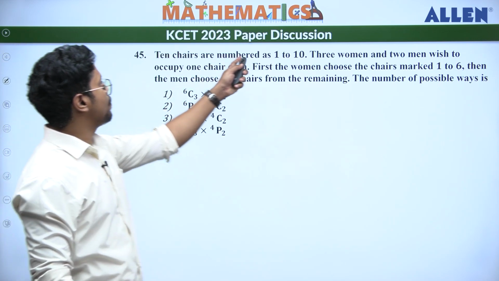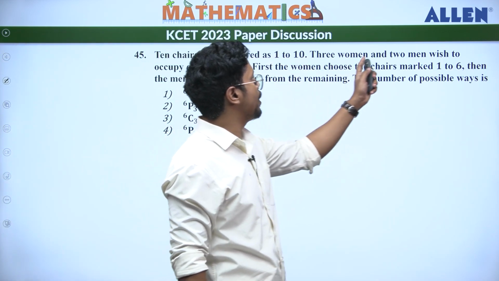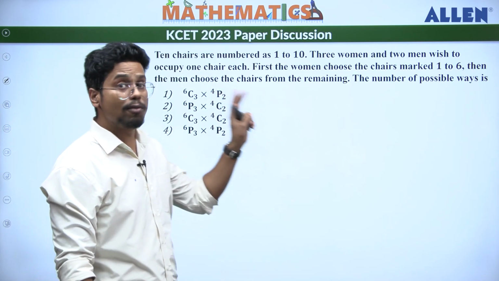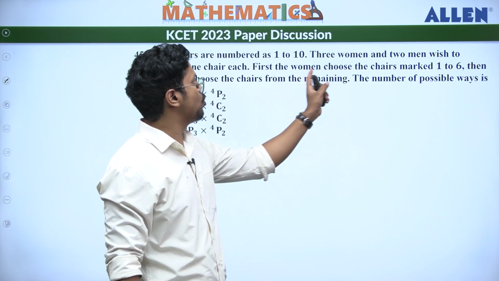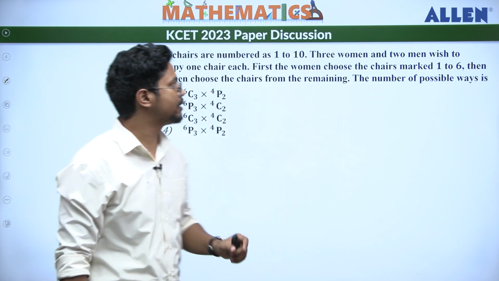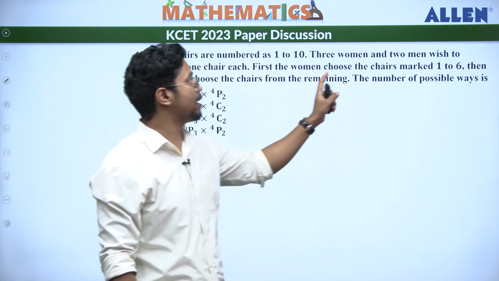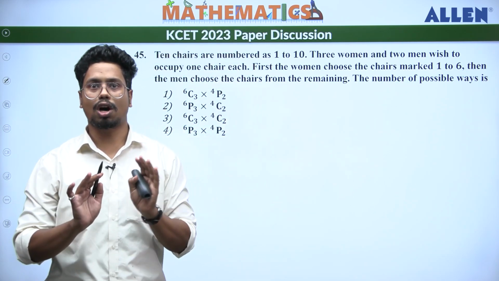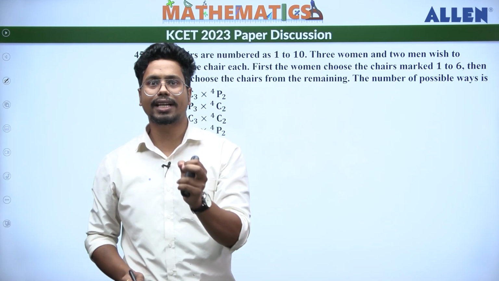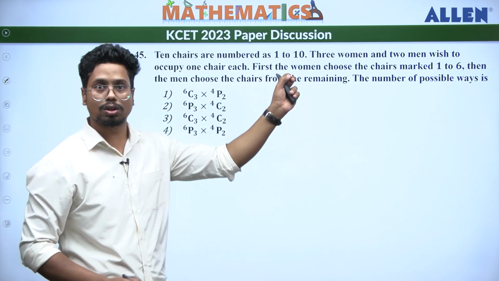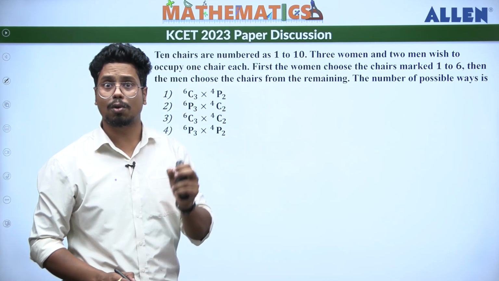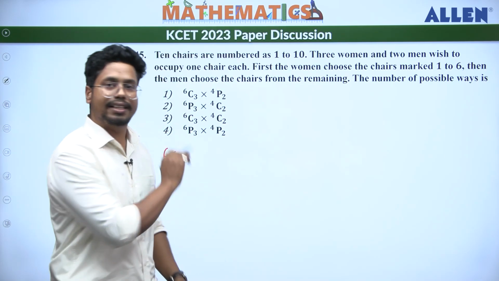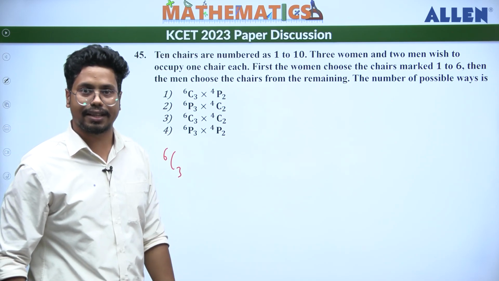Then, 10 chairs are numbered from 1 to 10. The 3 women and 2 men wish to occupy 1 chair each. First the women choose the chairs marked from 1 to 6. Then the men choose the chairs from the remaining, that is from 7 to 10. The number of possible ways is, first of all you have to understand that the women have to select chairs from 1 to 6. So how many chairs are available for women to select? 6. And how many women are there? 3. So the number of ways you can select 3 chairs out of 6 will be 6C3.